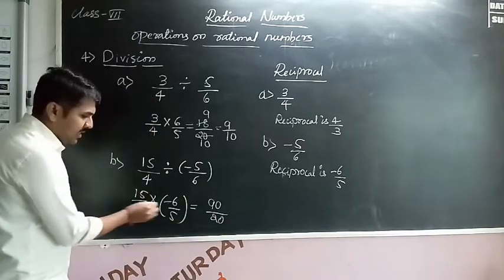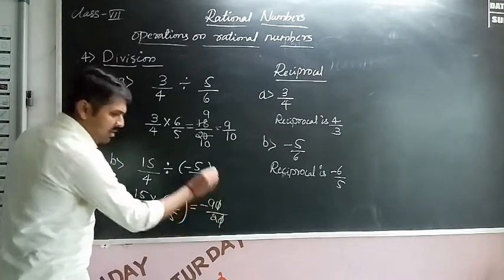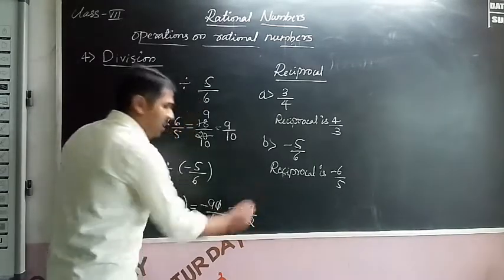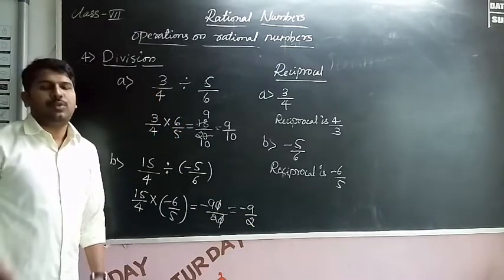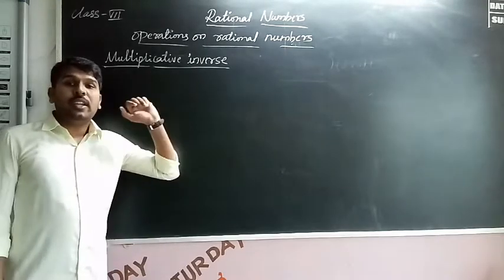So here plus is there, here minus is there. Plus into minus is minus. Cancellation is possible. What will be the answer? Minus 9 by 2. Minus 9 by 2. Next concept is multiplicative inverse.